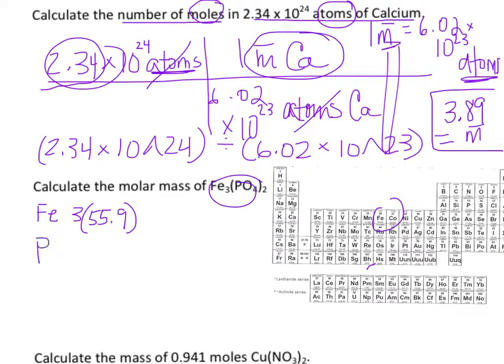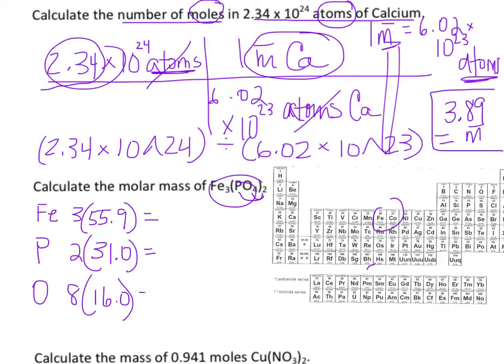And phosphate, there are 2 of them because this is the distributive property. So phosphorus is 30.97, which means it's 31.0 rounded. Oxygen, there are 8 of them, and then 8 times 16. And that will give you, when you add them together, the molar mass of Fe3(PO4)2.